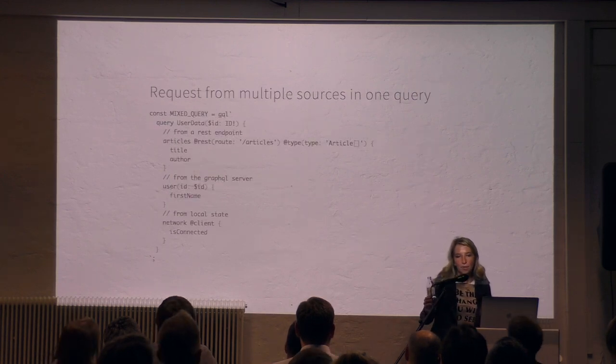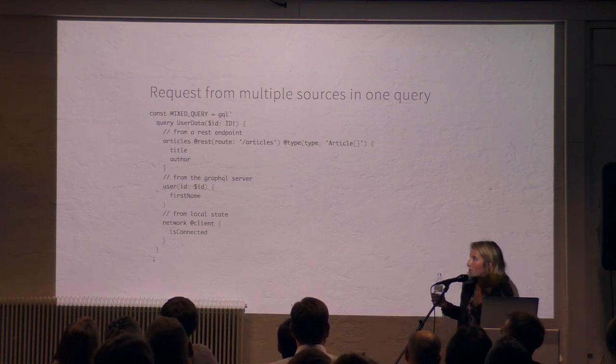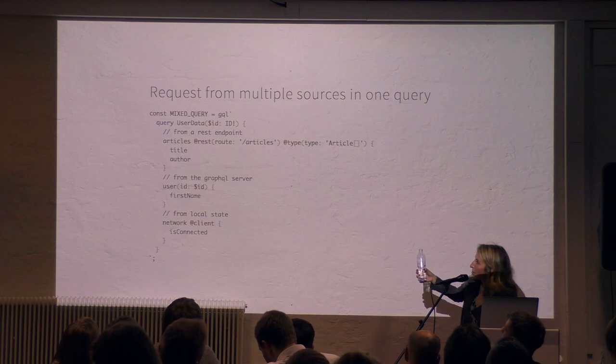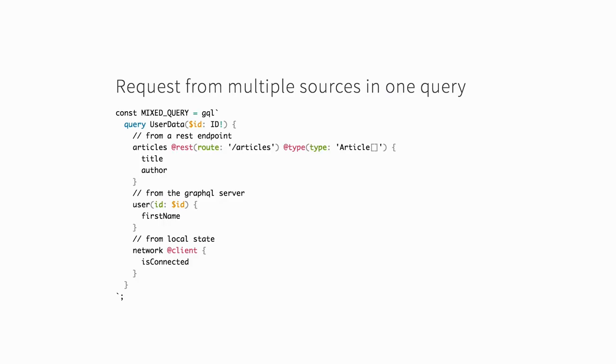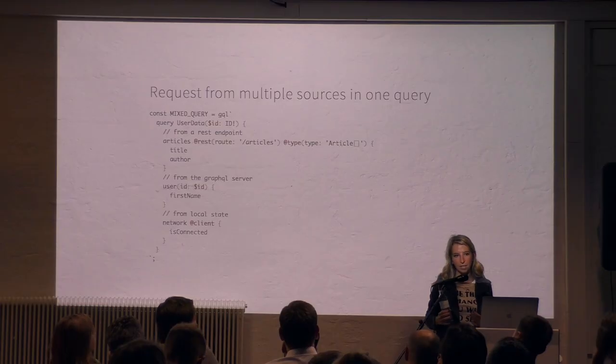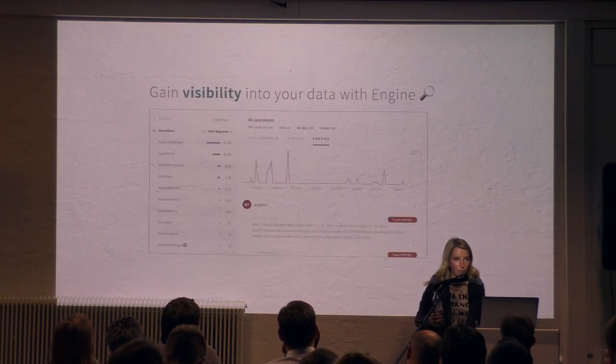I think another really cool application of this is that you can request from multiple sources in one query. So here we have a completely mixed query of user data. We're querying a GraphQL server. We're using the at client directive to specify a client-only field. And then we're using the REST directive to specify a REST endpoint. And you'll be able to do this with links because it's able to parse the operation. So this is super cool.